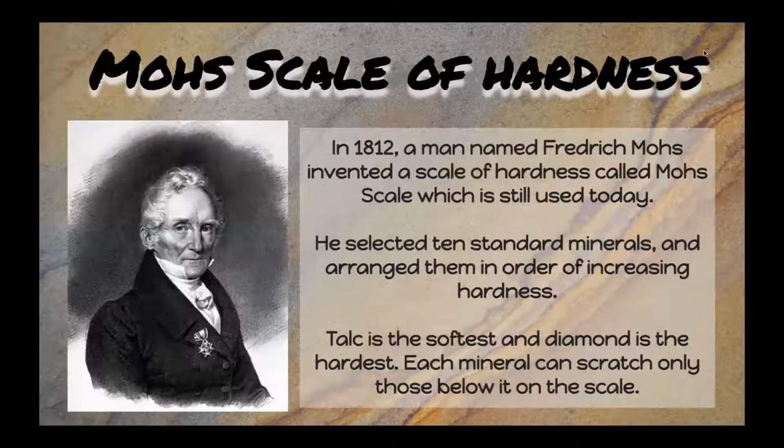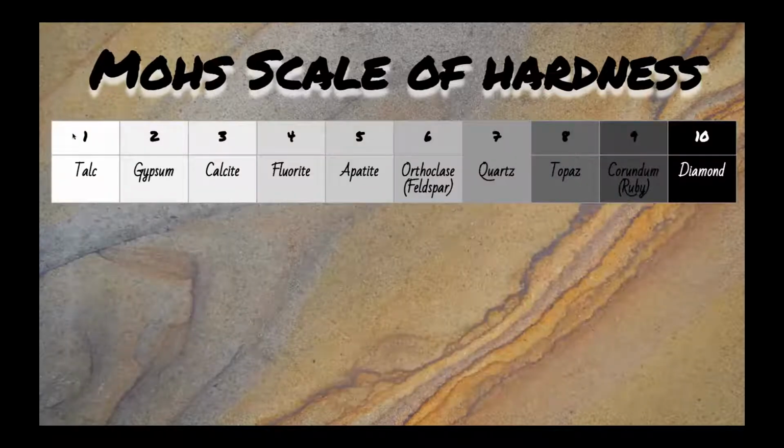All right, so first we're going to start off with the Mohs scale of hardness. In 1812, a man named Friedrich Mohs invented a scale of hardness called the Mohs scale, which we still use today. He selected 10 standard minerals and arranged them in order of increasing hardness. So he has 1 through 10. Talc is the softest and diamond is the hardest. Each mineral can scratch only those below it on the scale. So let's check out those 10 minerals he selected.